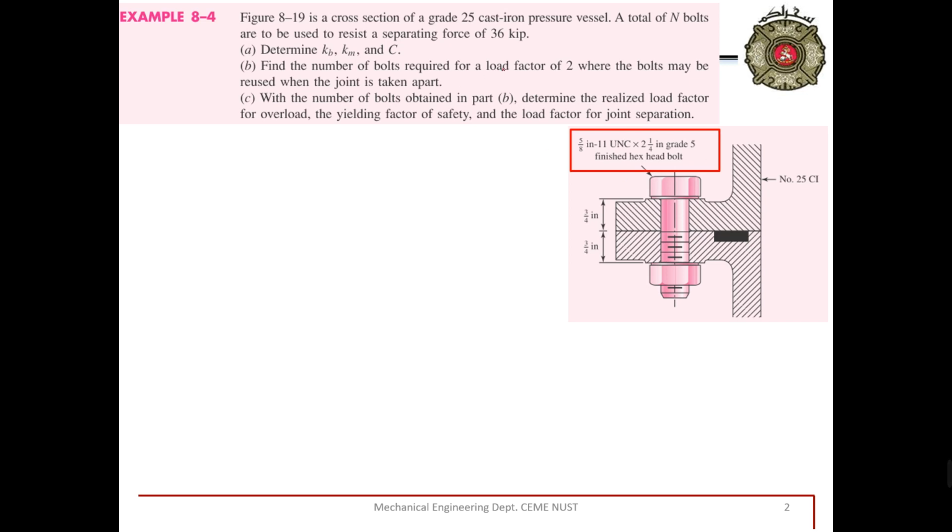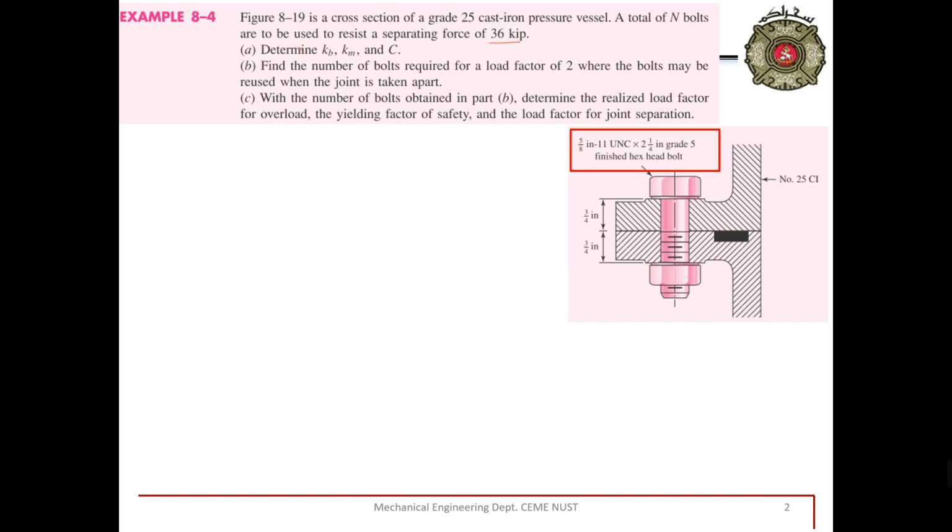a cross section of grade 25 cast iron, that is the material of the members. A total of N bolts are to be used to resist a separating force of 36 kip. So we have the total force, but we don't have the number of bolts. But we know that the force on one bolt is the total force, which is 36, divided by the number of bolts, which will be N. So the single bolt force is 36 divided by N, where N is unknown.